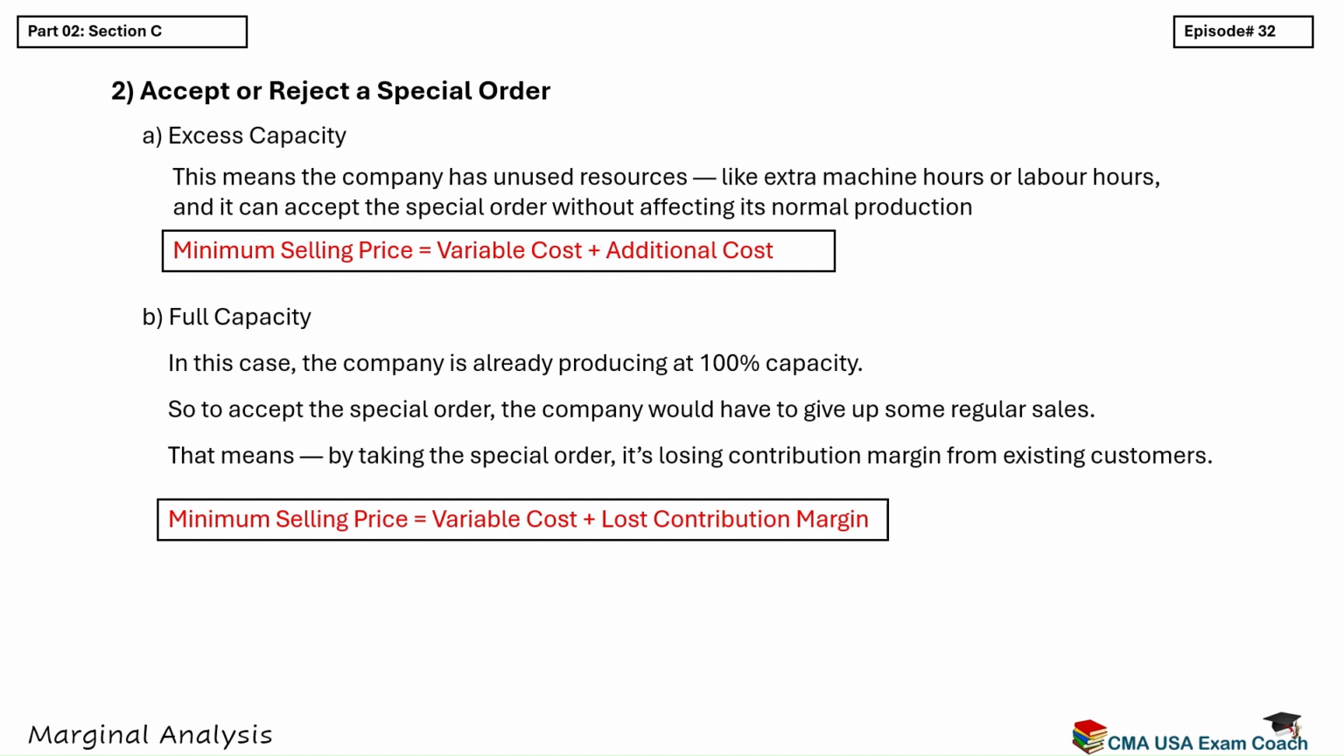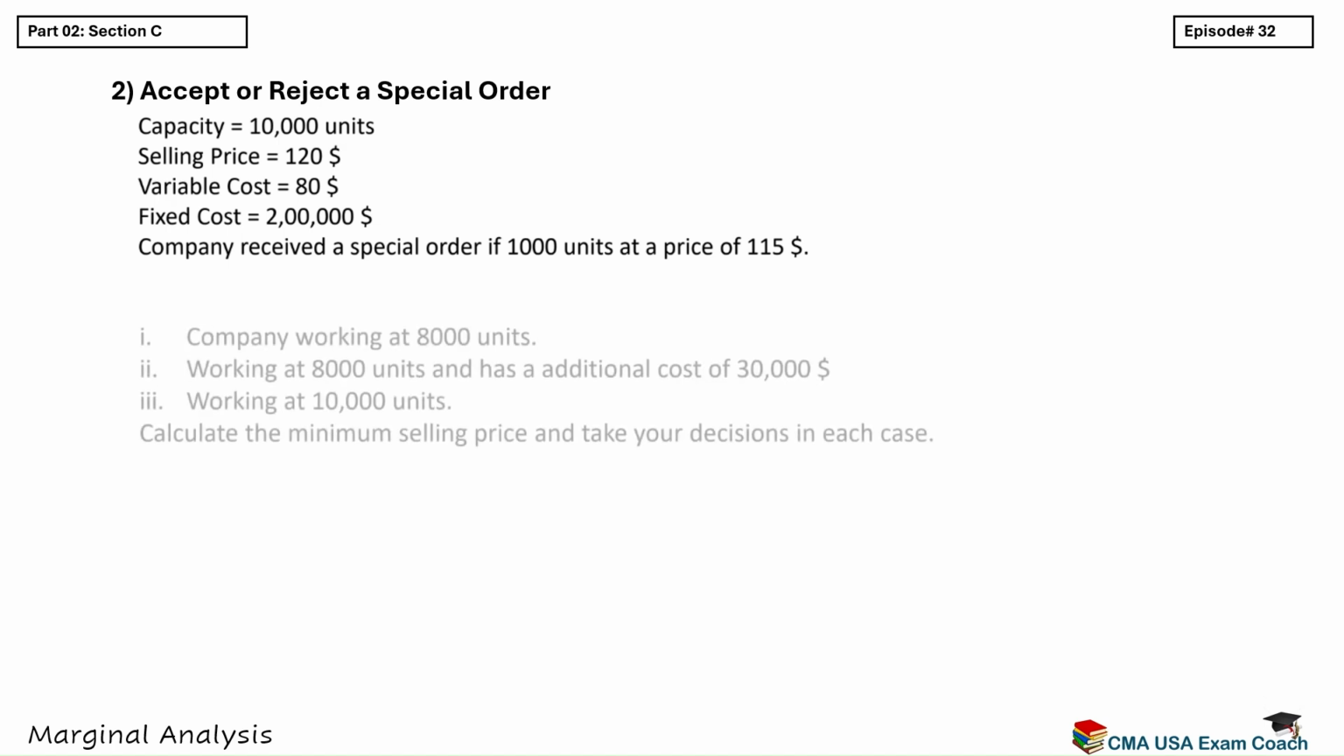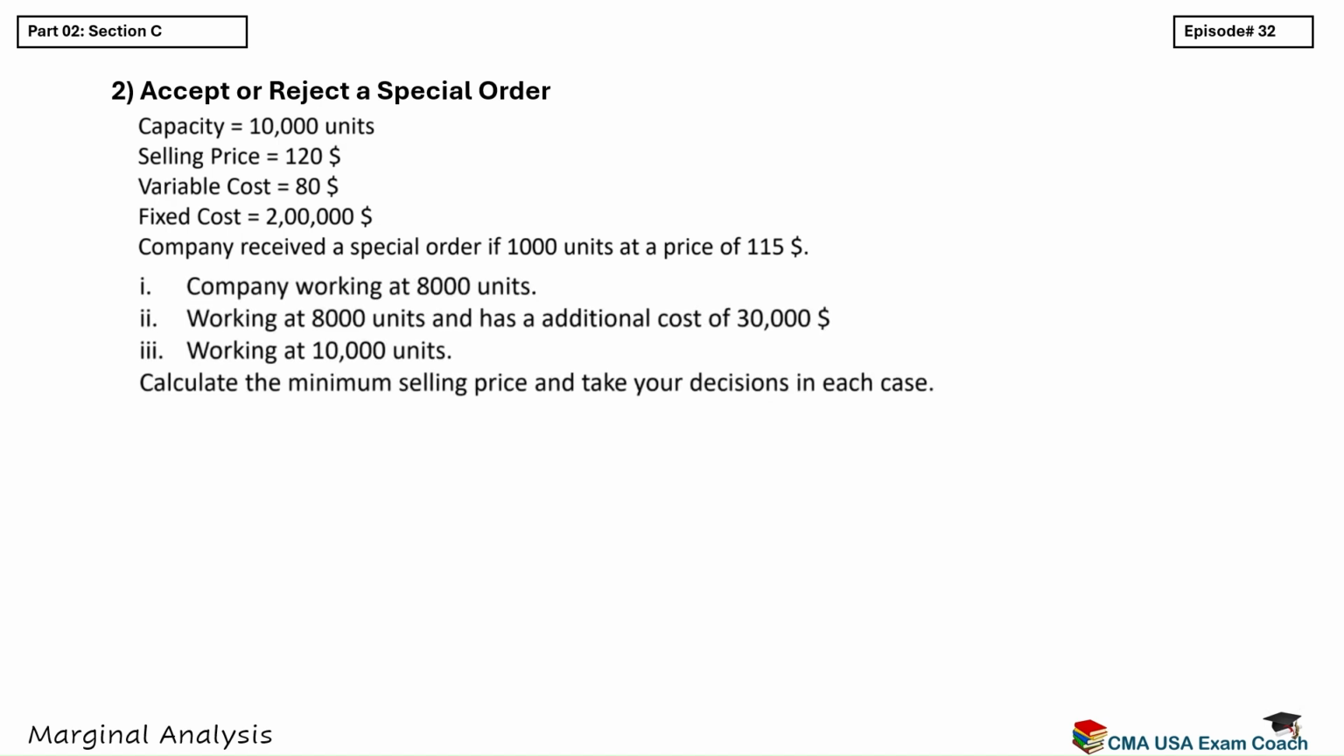Let's now apply everything we've learned with a practical example involving a special order decision. A company has a total production capacity of 10,000 units. They normally sell their product at a price of $120 per unit. The variable cost per unit is $80. Fixed costs for the company are $200,000, and they are already covered by regular operations. Now, the company receives a special order from a customer who is offering to buy 1,000 units at a price of $115 per unit. Our task is to analyze whether the company should accept or reject this order in 3 different situations.